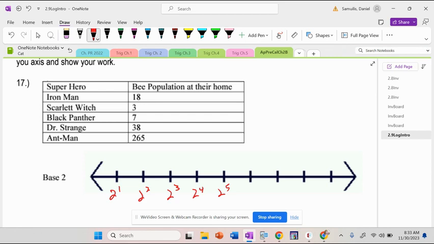So how do I graph this then? Bee population at their home, whatever. What's 2 to the first? 2. So 3 would be right there. What's 2 to the second? 4. So 7 would be right here because it's close to 8. Do you get it? It's kind of pretty easy here. 2 to the fourth is 16. 2 to the fifth is 32. I guess I have to go to 2 to the sixth because then 38 would be a little bit after 32, which is what 2 to the fifth is, and so on and so forth.